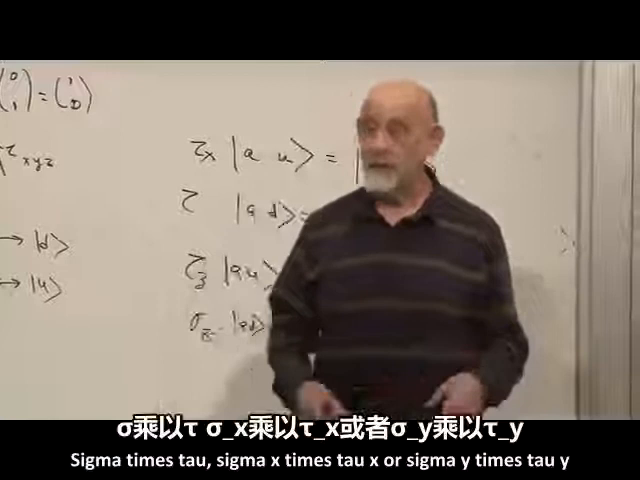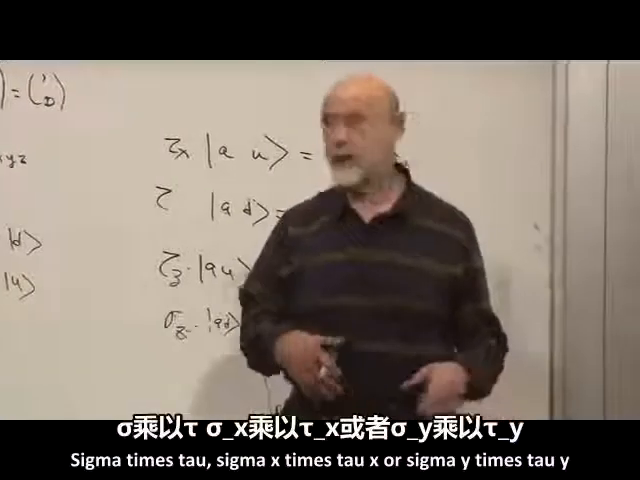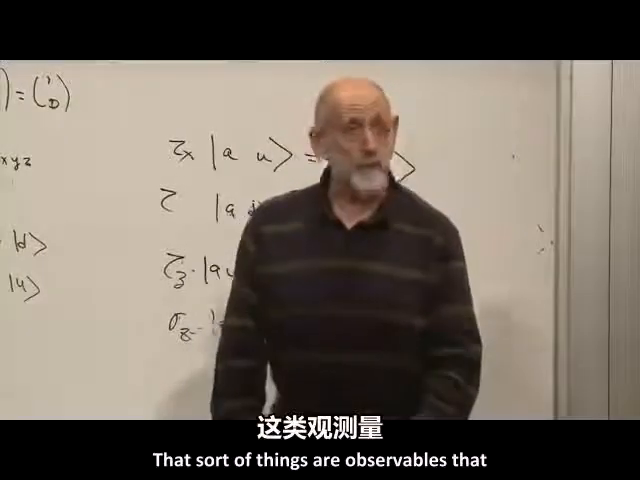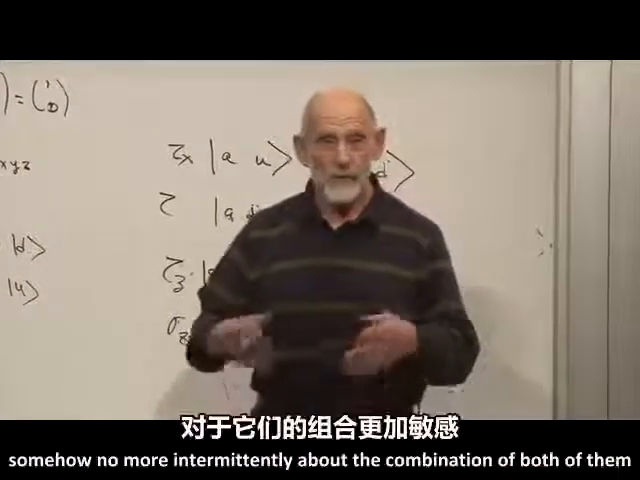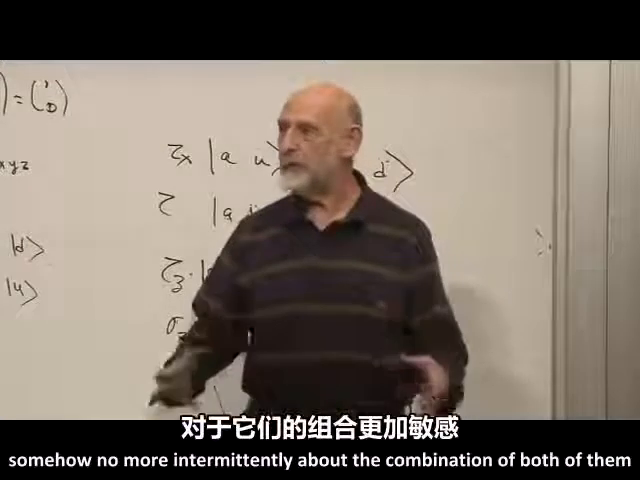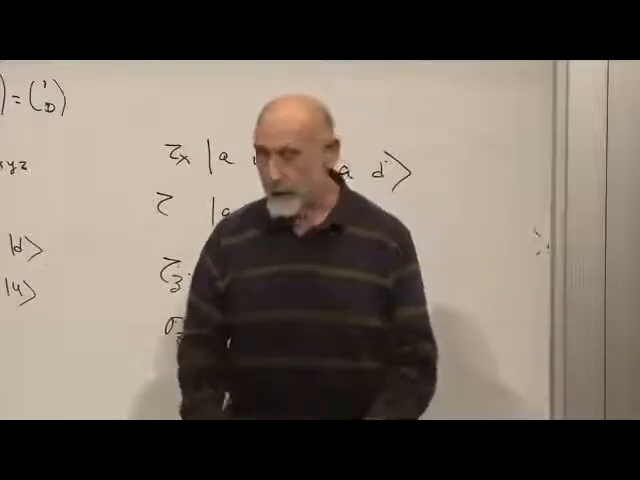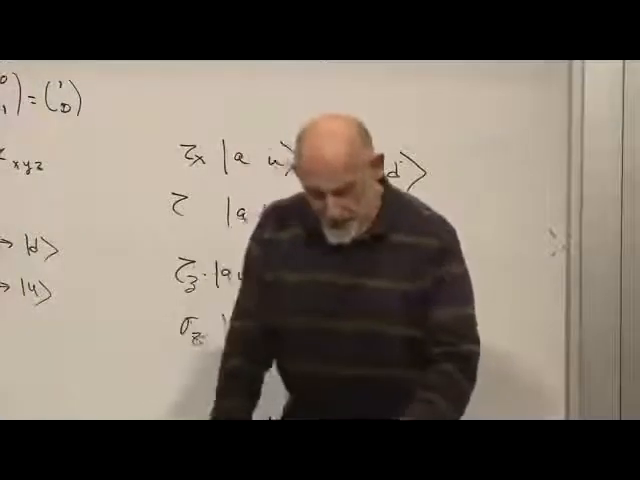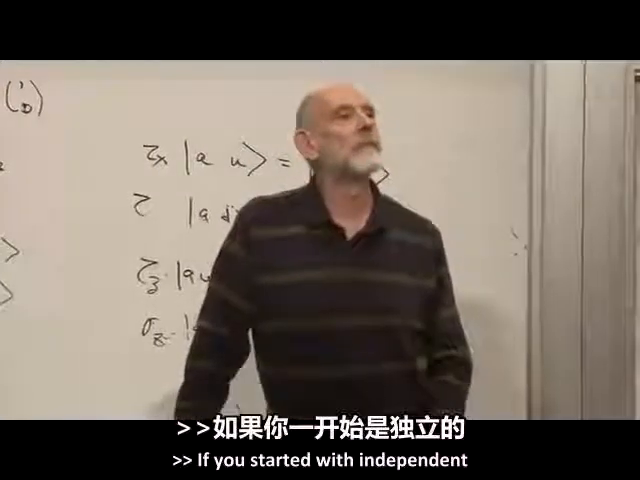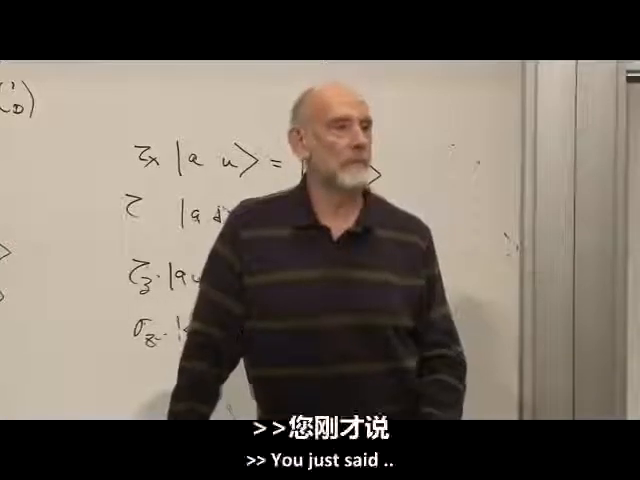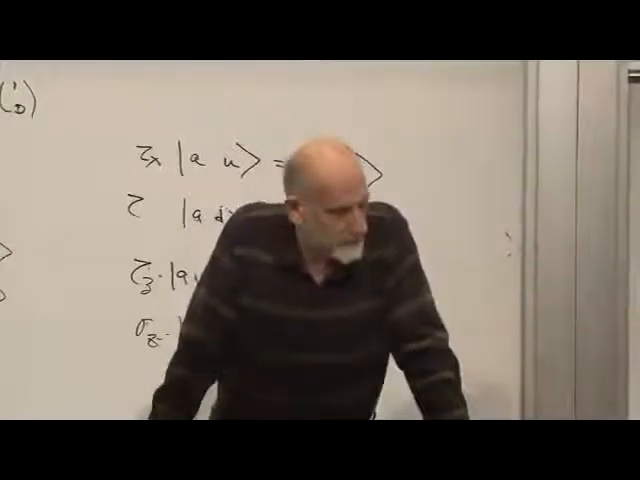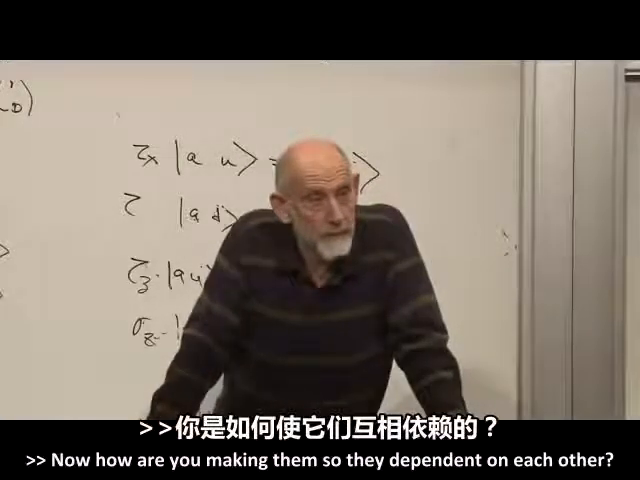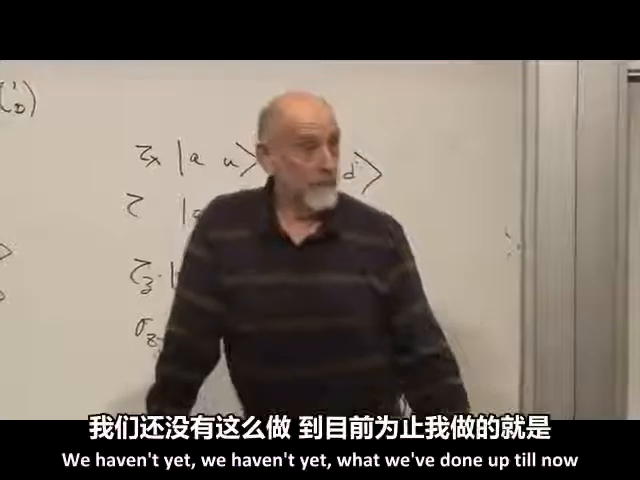Sigma times tau, sigma x times tau x, or sigma x times tau y, that sort of thing, are observables that somehow know more intimately about the combination of both of them. And they know, in particular, about entanglement. You started with independent spins, sigma and tau. Now, how are you linking them so that they depend on each other? We haven't yet.